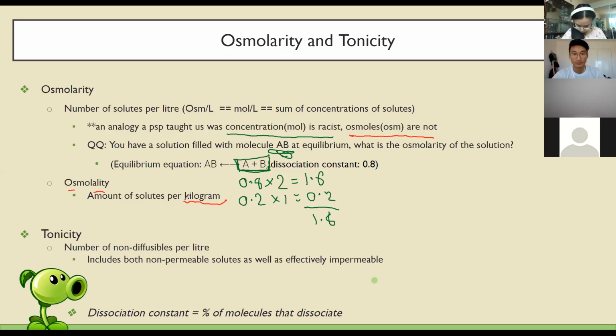Tonicity is more relevant towards the clinical side of things. Basically, it takes into account the number of non-diffusibles per liter. So like the ions from before, that's where those start to come into play in terms of cells and how they act in the body and the red blood cells. So tonicity does incorporate both non-permeable solutes as well as those which are effectively impermeable.